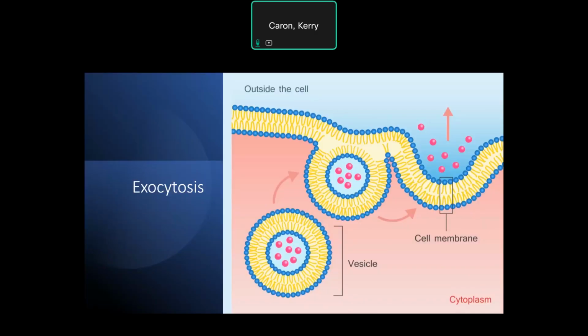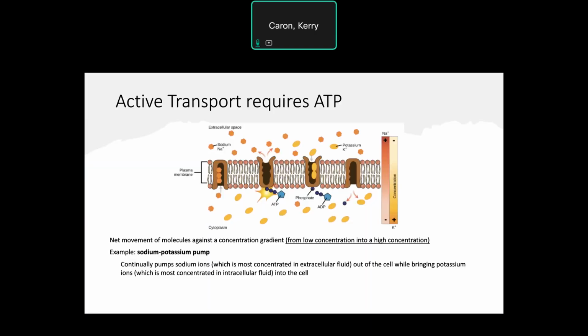Exocytosis, you've got a vesicle inside the cell and it reaches the end of the cell and expels it. Active transport, again, requires ATP. So when you see ATP involved, you know it's active transport.